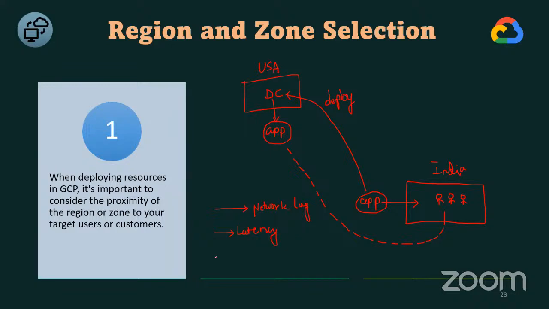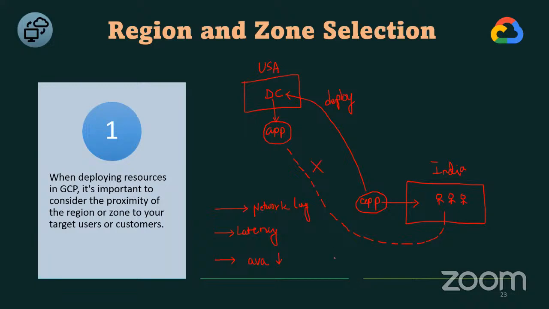So there will be a lot of latency, which leads to unavailability of your application. The availability of your application is very low. Whenever people face latency issues, network lag or availability issues while accessing your application, no one wants to use it. That is the reason they don't use your application.